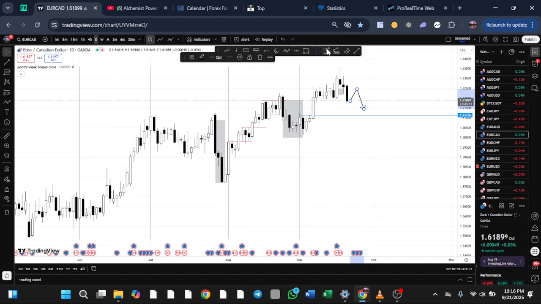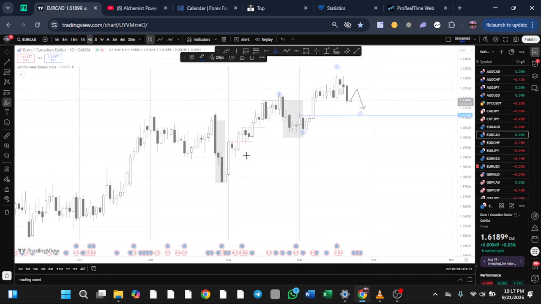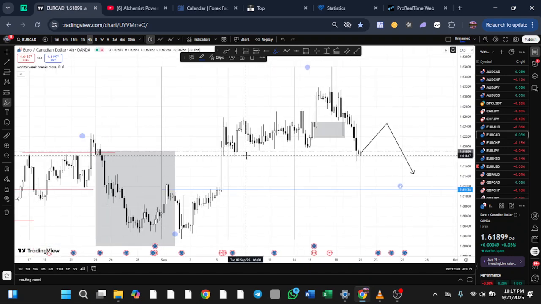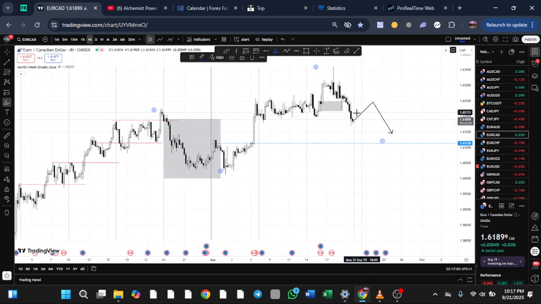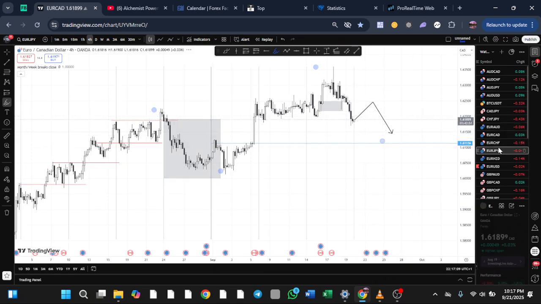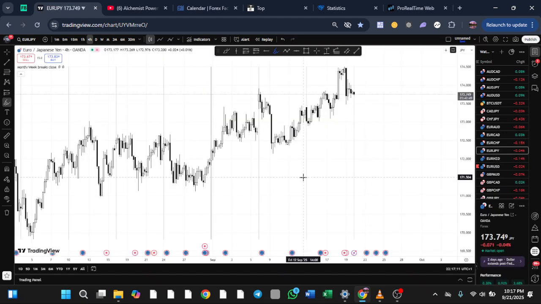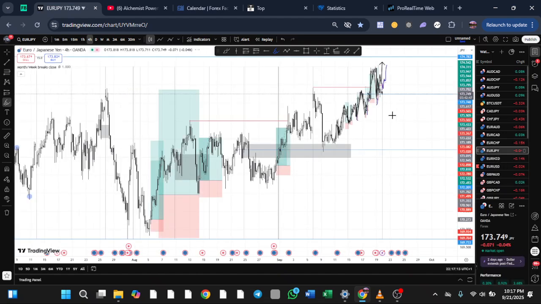As we can see, it's very clear. We have our high, we have our low, we have our high, so we're looking for a low. And the 4 hours broke structure to the downside, so potentially we're expecting a push to short. It's clear. And then the euro yen, as we can see, is not so clear.